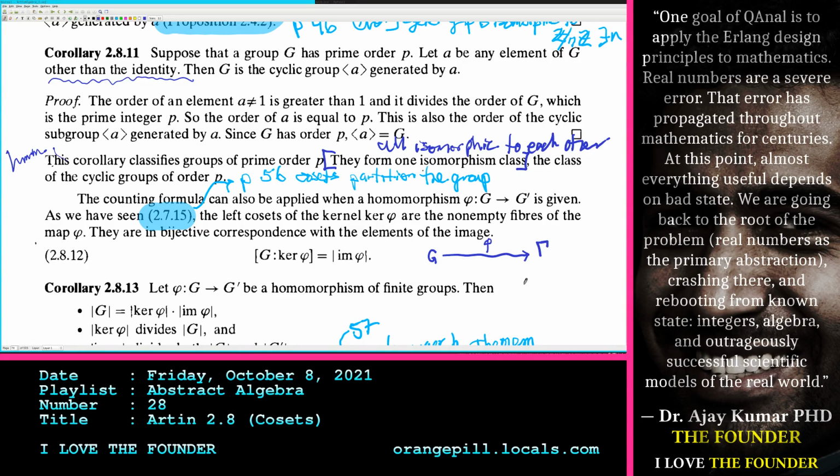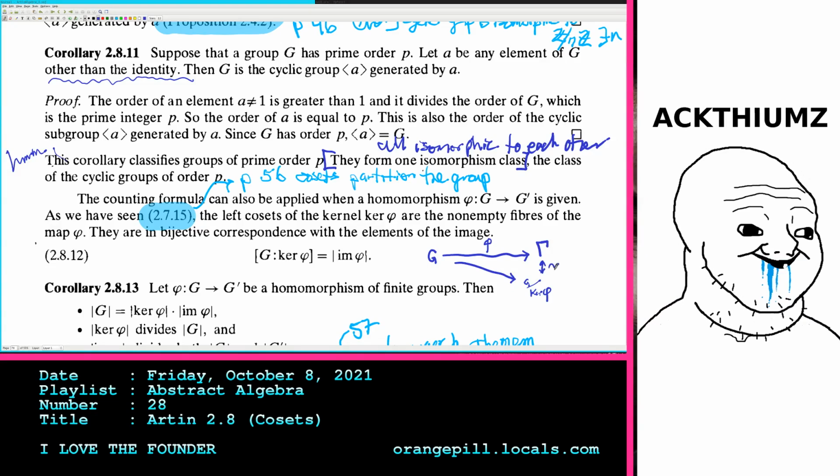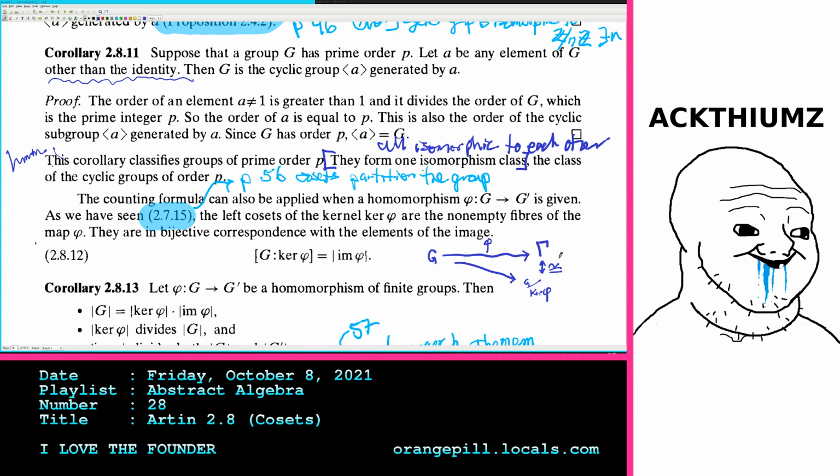And then you can go also to G mod the kernel of phi down like this. This is another homomorphism, and then these two groups are isomorphic. There's a canonical isomorphism between those two groups. This is usually called the fundamental theorem of homomorphisms. And so this is kind of the shadow of the fundamental theorem of homomorphisms.